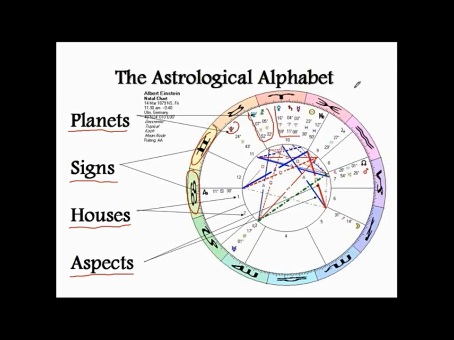Now, incidentally, you have 360 degrees in a circle, and if we divide that by 12, we get 30 degrees each. So basically each sign of the zodiac occupies 30 degrees.